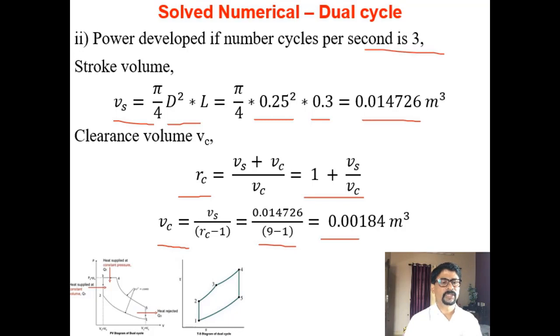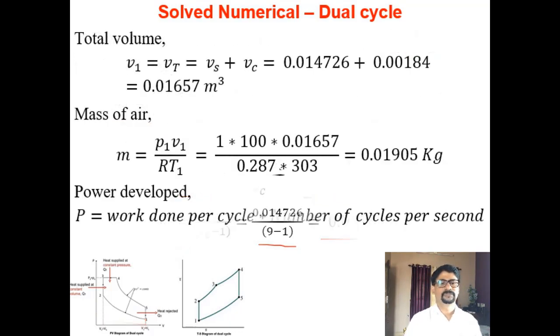The clearance volume is this space, as all of you know, and from there to here is the stroke volume. So this is the stroke volume and this space is the clearance volume. I have repeatedly told you about this. Now let us find the total volume, that is the volume at V1. That is nothing but Vs plus Vc, from here to here, the total volume. So V1 is equal to Vt is equal to Vs plus Vc. You'll get 0.01657 meter cube.